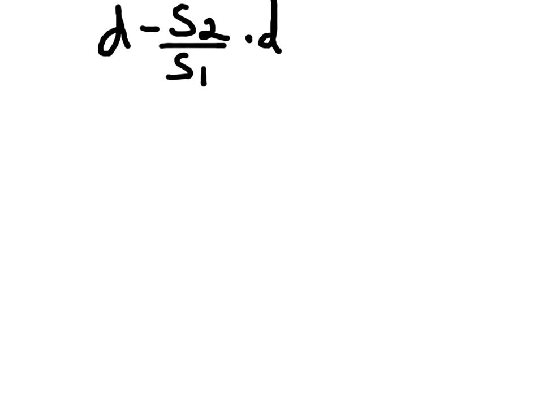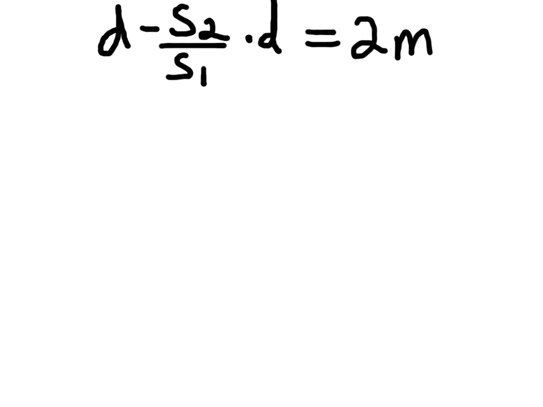Okay, so here's where we are. D minus S2 over S1 times d equals 2m. If that thing on the left looks a little different, the d was multiplied by the S2 earlier, now it's multiplied by the whole fraction. That's okay. Multiplying the top of the fraction by something is the same as multiplying the entire fraction by something.